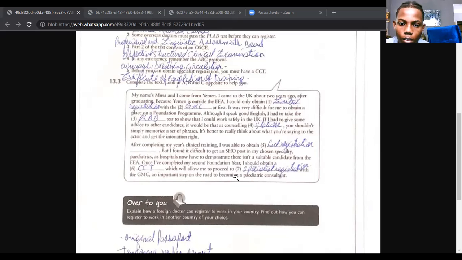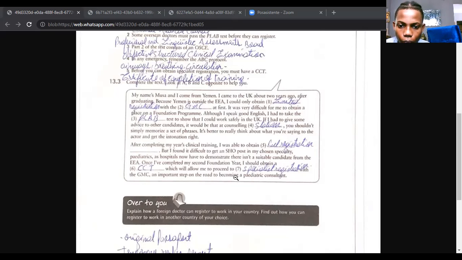If I had to give some advice to other candidates, it would be that at consulate stations, you shouldn't simply memorize a set of phrases. It's better to really think about what you're saying to the actor and get the intonation right.